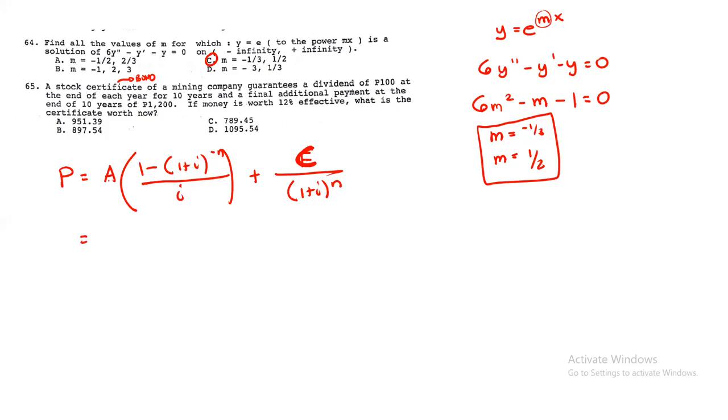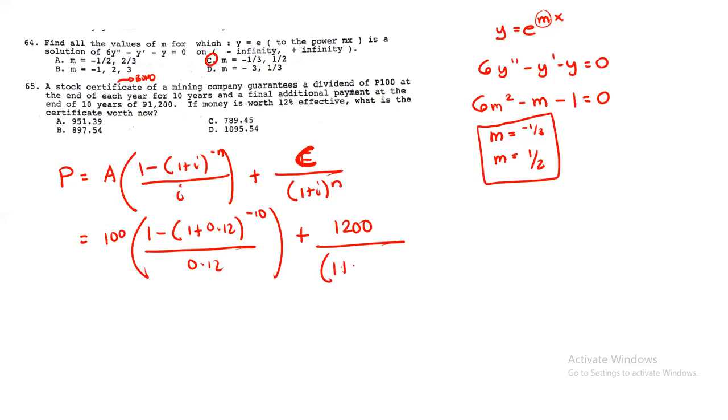So ang A natin dito. So ano yung A natin? 100 times 1 minus 1 plus yung interest natin is 12% raised to negative 10 years divided by 0.12, plus C. So ang C natin is 1,200, final additional payment natin yan. Yan yung par value natin. So 1 plus 0.12 raised to 10. So makuha natin yung present worth dito is 951.39. Letter A.